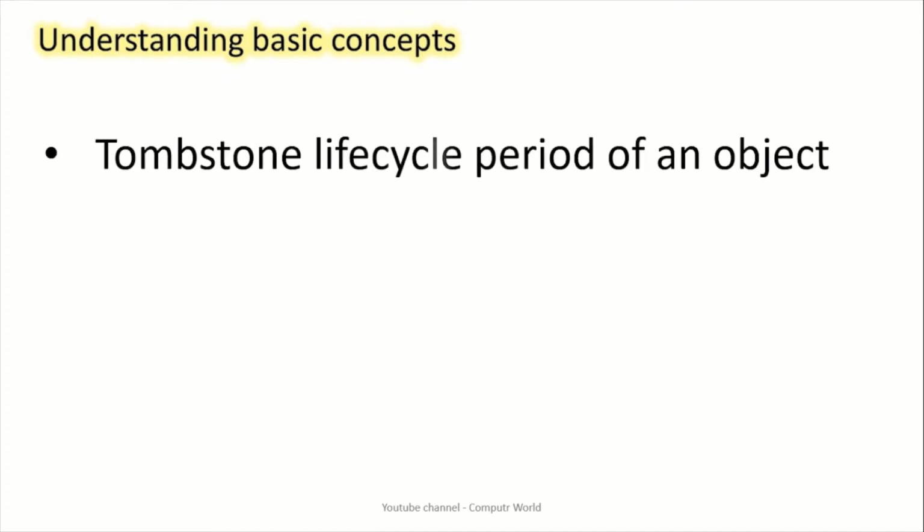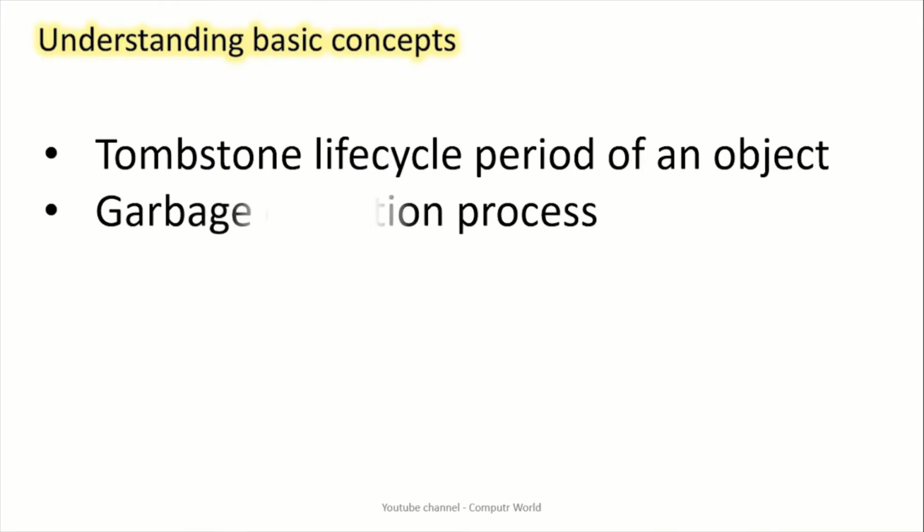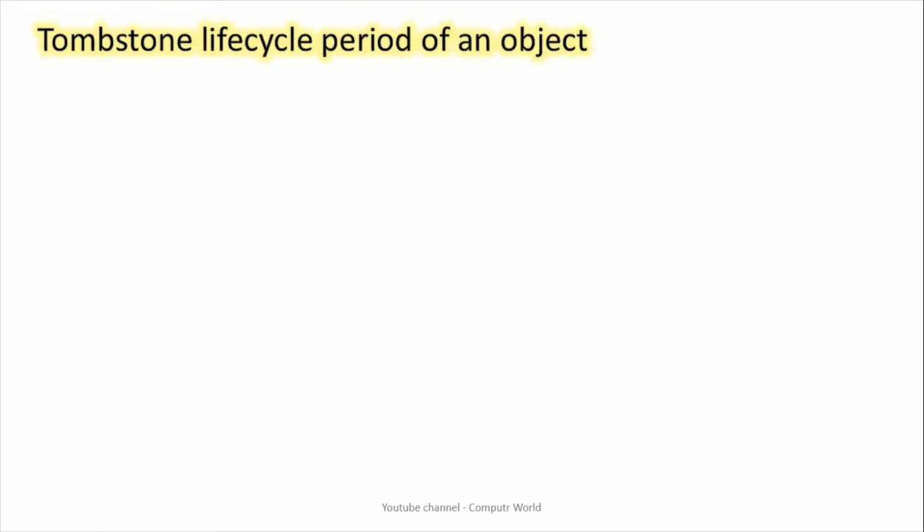There are two concepts which we must understand. The first concept is the tombstone life cycle period of an object, and the second concept is the garbage collection process, or just garbage collection. These are the two concepts which we must understand to understand how the recycle bin works. So let us understand the tombstone life cycle period of an object.